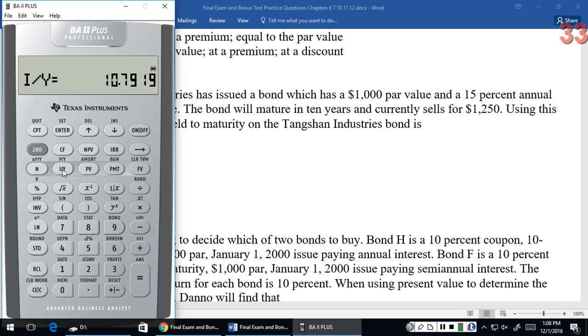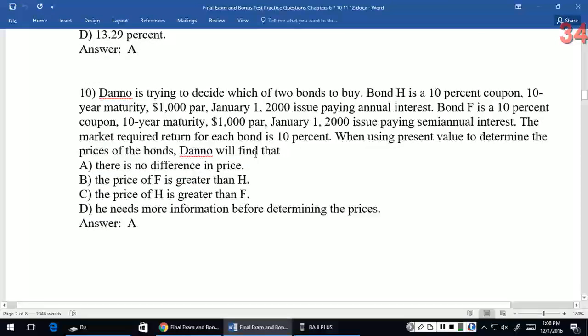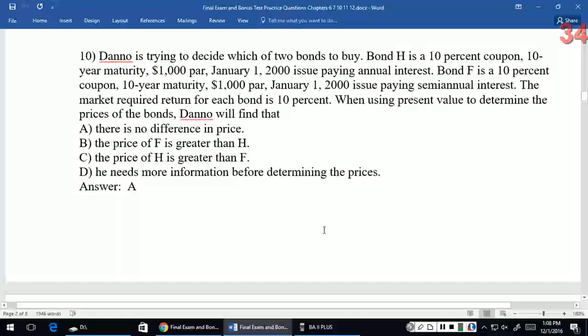All right, let's see, number 10. Is this a calculation or not? 10% 10-year maturity. Bond F, 10% 10-year maturity. Market return for each bond is 10%. Okay, so read through. Let me show you question 10. You could calculate this if you wanted to, but actually you don't have to, knowing what you know about bond value behavior.